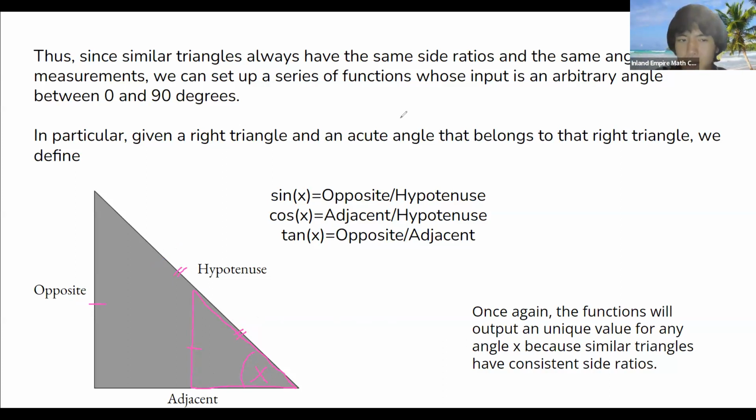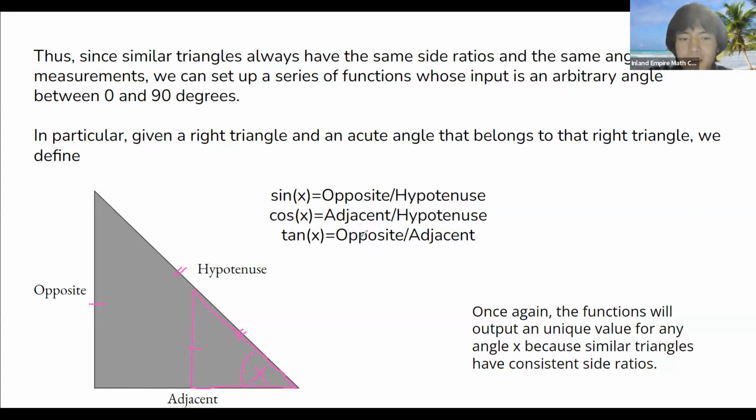Jasper, does that make sense why we can define triangle relationships and have them be unique values? A little bit. Okay. All right. Well, let me know if there's anything you don't quite understand.